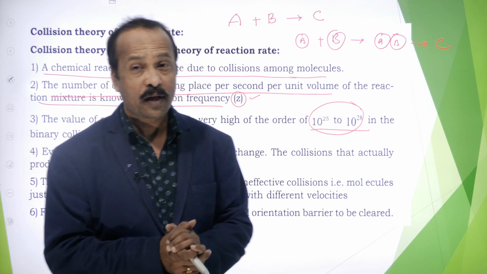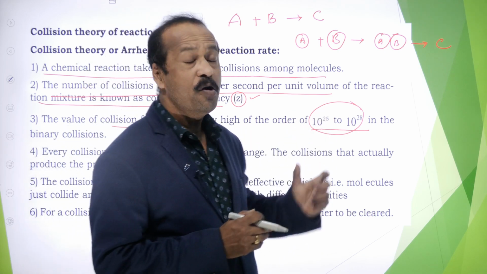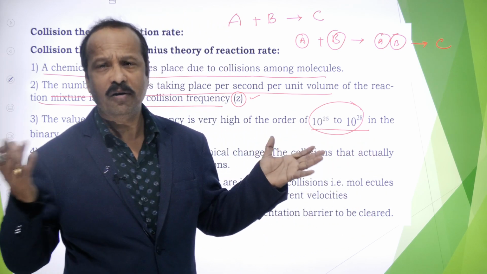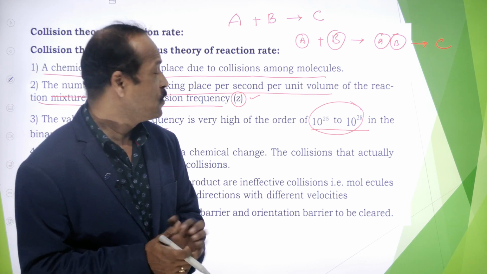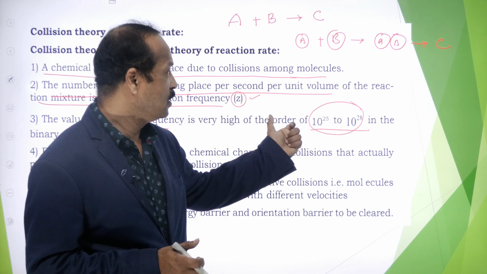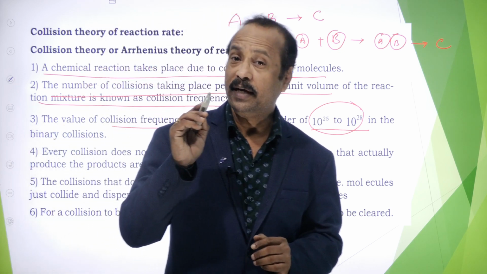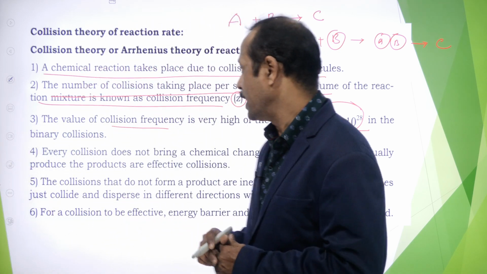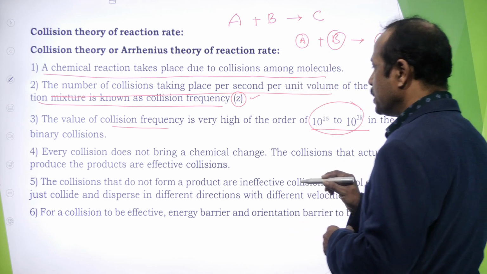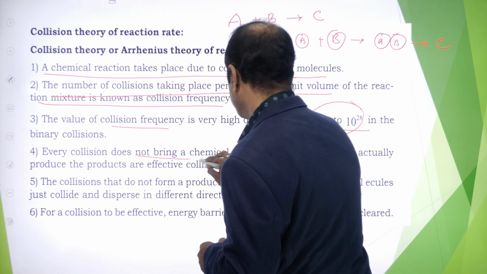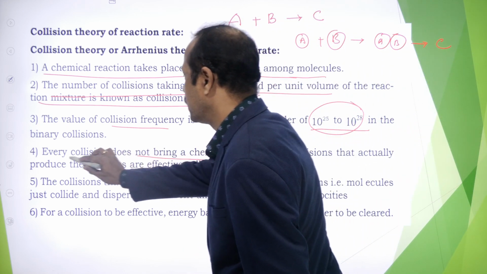So here the collision frequency will be a very large number, so a very large number of collisions will be taking place. So collision frequency is in the order of 10 to the power of 25 to 10 to the power of 28 collisions. Okay, so that is it. Now every collision does not bring the chemical change. This is very, very important, students.